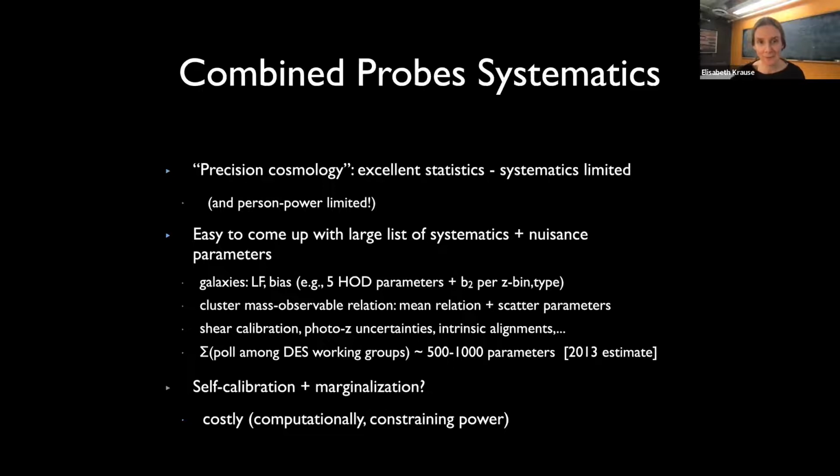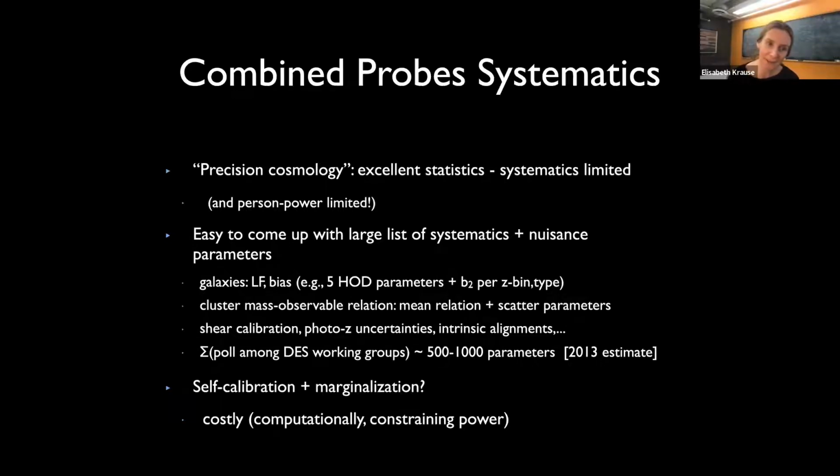Okay, so as a warm-up, let me tell you about a simple exercise in astrophysical systematics, which really wants to showcase that precision cosmology means that we are person power limited and creativity limited. Because in the first pass, it's easy to come up with a very large list of systematics nuisance parameters. I did that exercise in the Dark Energy Survey before we had data. And I list here some of the main parameters that people came up with. They are the standard ones: galaxy bias, the cluster mass observable relation, and a bunch of cosmic shear measurement uncertainties.